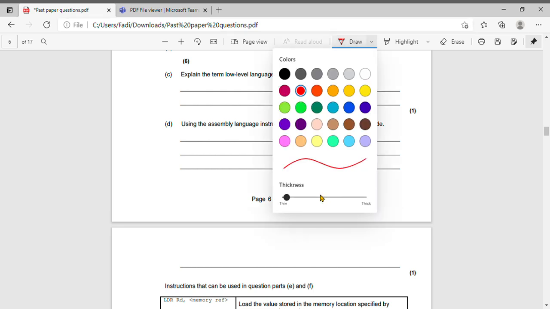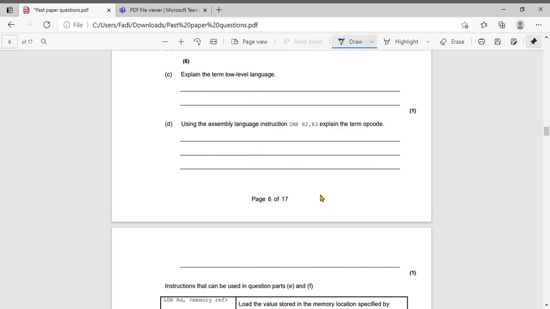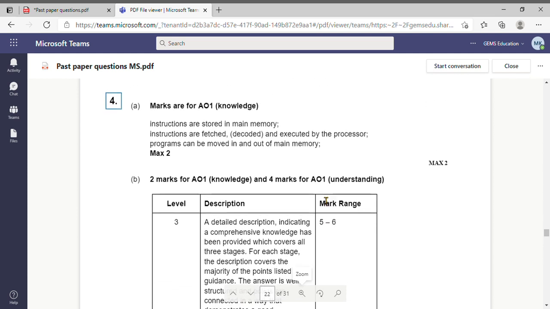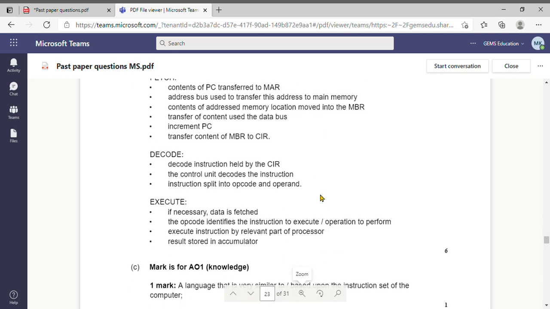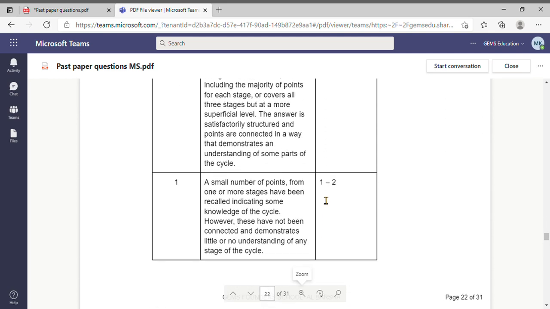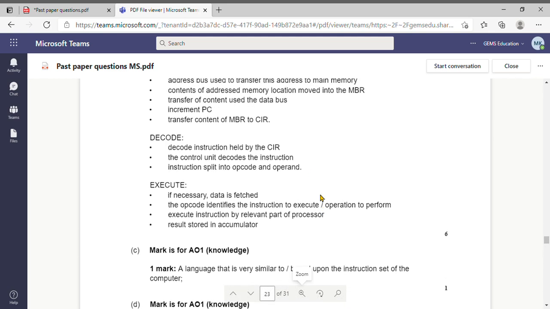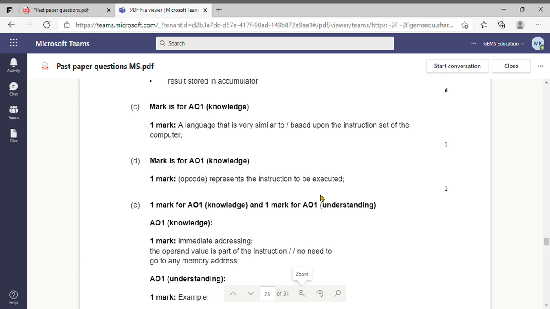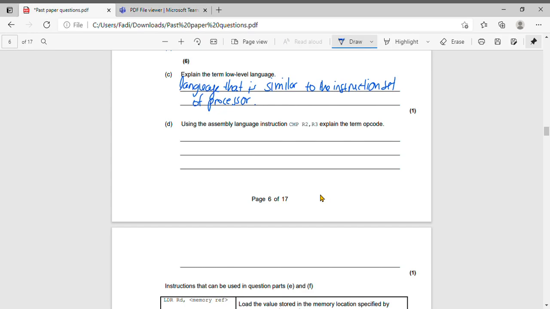Explain the term low-level language. A language that is similar to the instruction set of a processor. I think that's a reasonable answer. Oh, I think we skipped a question. That's alright. A language that is very similar to or based upon the instruction set of the computer. Okay.